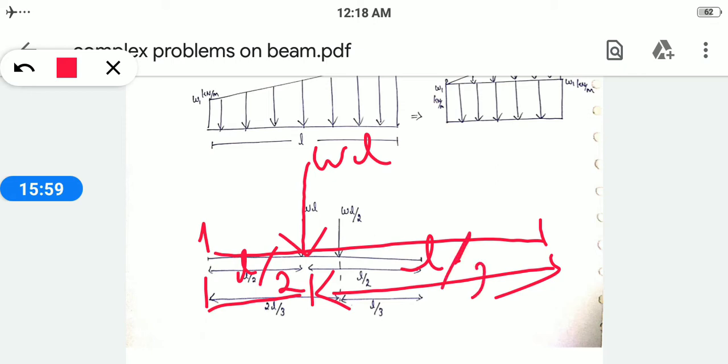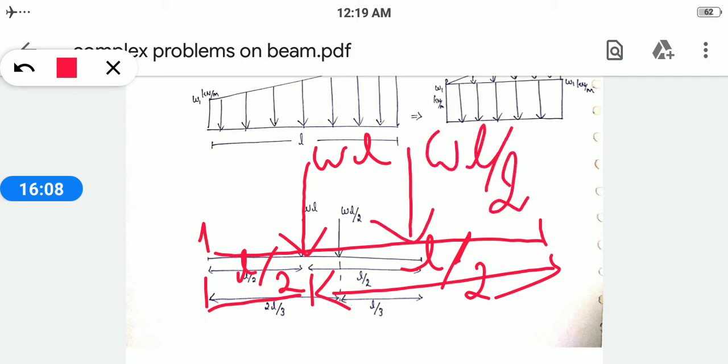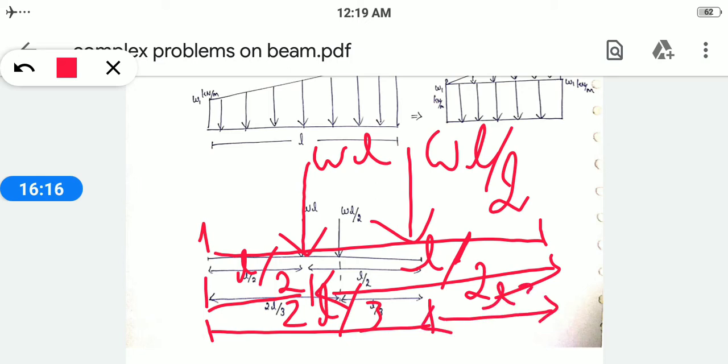And there is another load, a varying load also. What is the formula to calculate your varying load? It is W L divided by 2, and it will act at a distance of 2L by 3, and the remaining is L by 3.